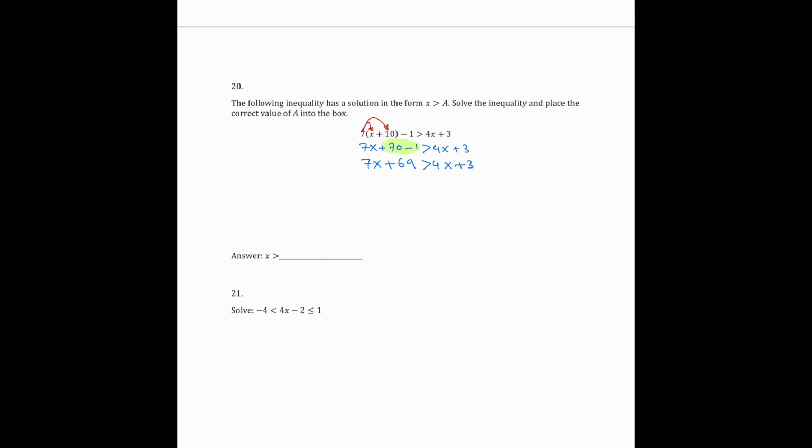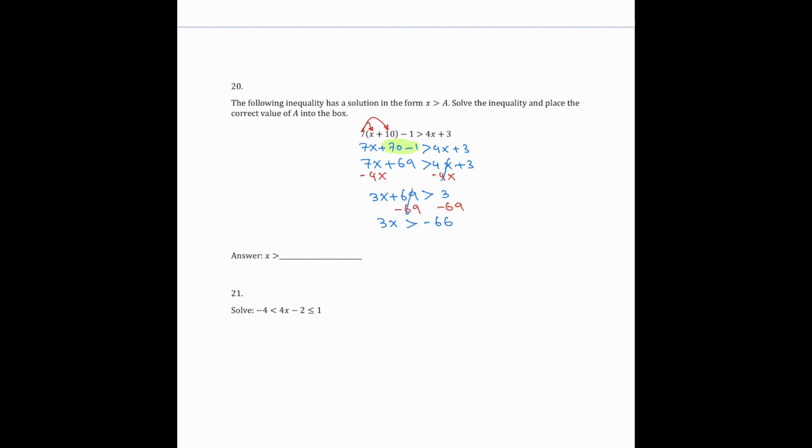The next step is to remove positive 4x from the right-hand side by subtracting it from both sides of the inequality. We're going to get 3x plus 69 is greater than 3. Then I will subtract 69 from both sides of the inequality to move the numbers to the right-hand side. So I will get 3x is greater than negative 66.